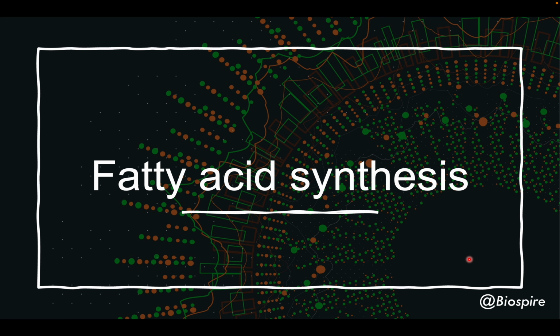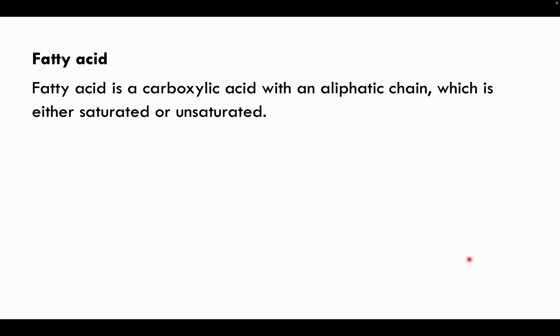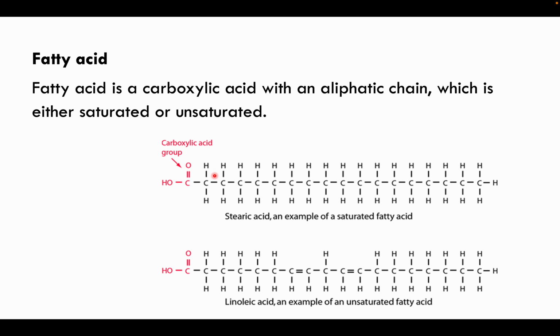So what are fatty acids, where are they produced, and why are they important? First we will talk about what fatty acids are. Fatty acids are carboxylic acids with an aliphatic chain. Here you can see different examples of fatty acids.